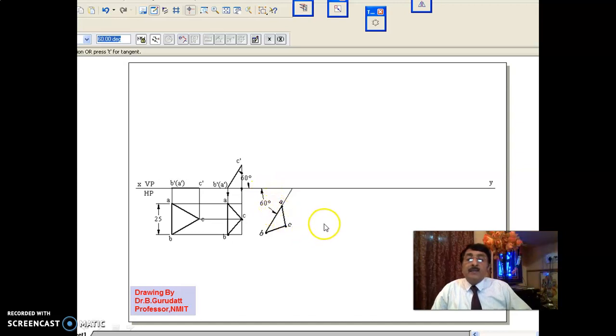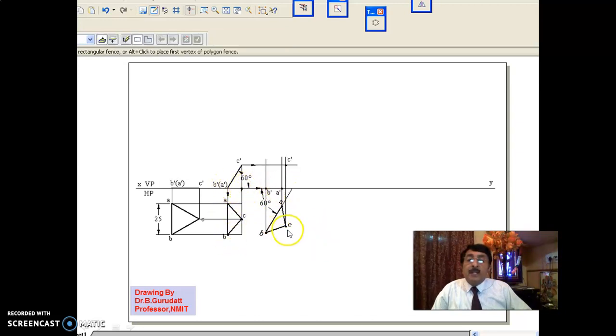Once this and this are the same, and this is 60 degrees, take the projectors to the front. On this you should get AB, that is A here, B here, C here. Then join this. You are getting the front view. The problem is more or less over here. What is the problem here?